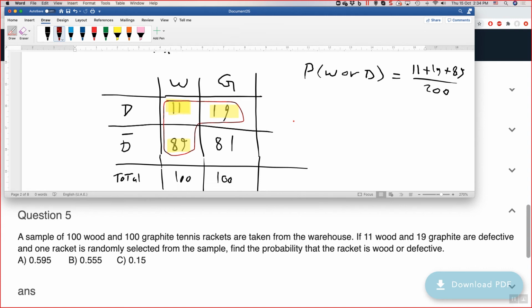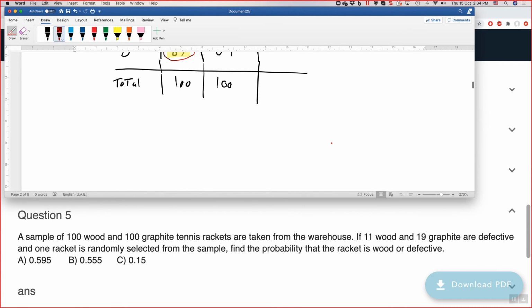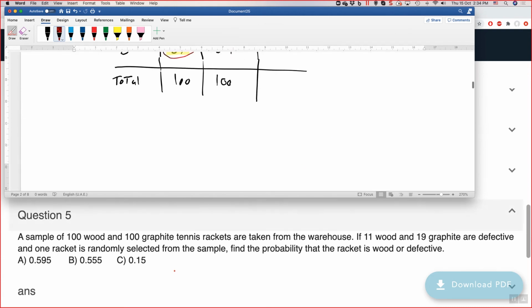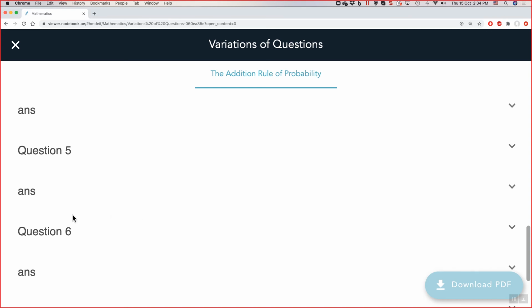So I hope that was clear, this question, because a lot of people were asking me yesterday about it. Okay, all right, any questions here? All right, so that was another example of using the addition rule. Okay, we have a couple more.